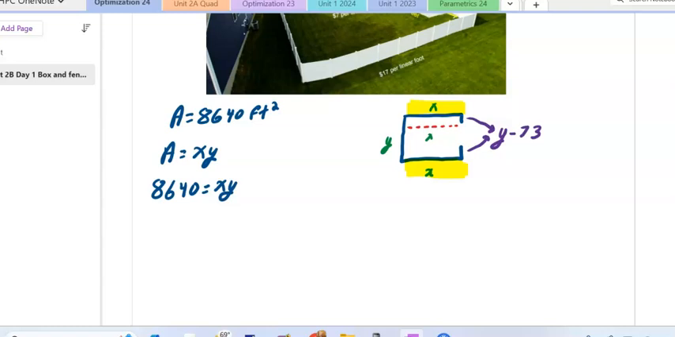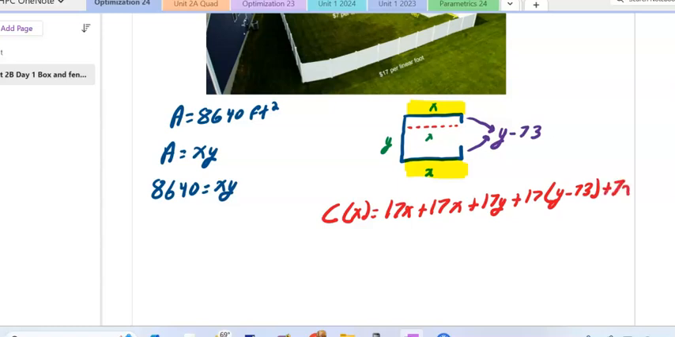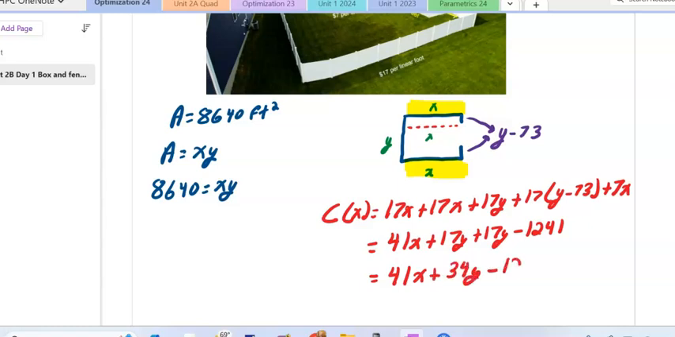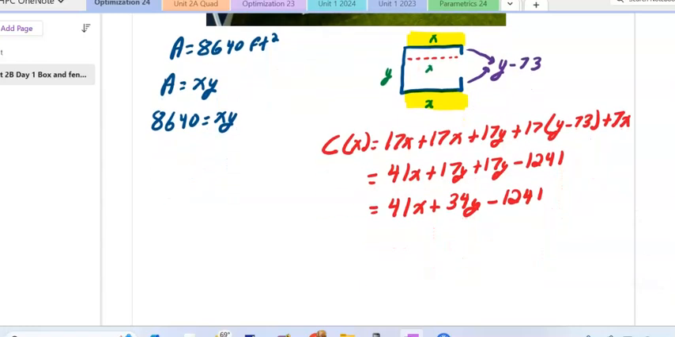These two pieces that I'm highlighting in yellow each cost 17 times x, so the cost C of x will be 17x plus another 17x. The vertical piece will cost 17 times y, that's for the left side, and the right side also will cost 17, but this time it's y minus 73. And then we have the short fence represented by the dotted line. That's going to cost $7 times x. So combining like terms, we're going to have 41x plus 17y plus another 17y minus 1241, which will be 41x plus 34y minus 1241.